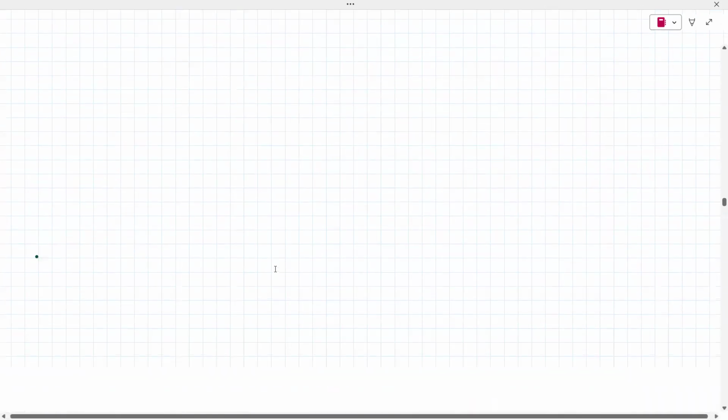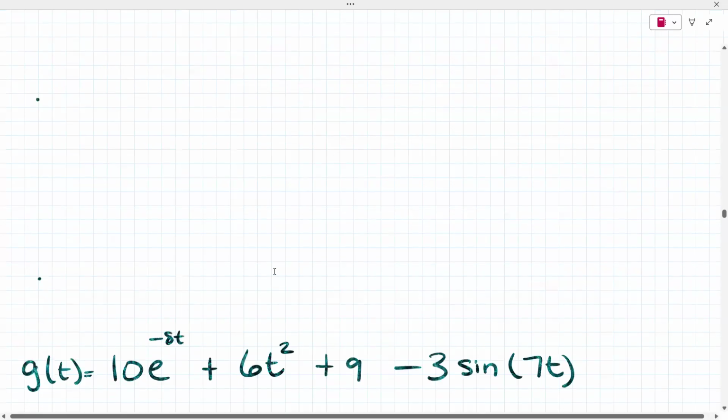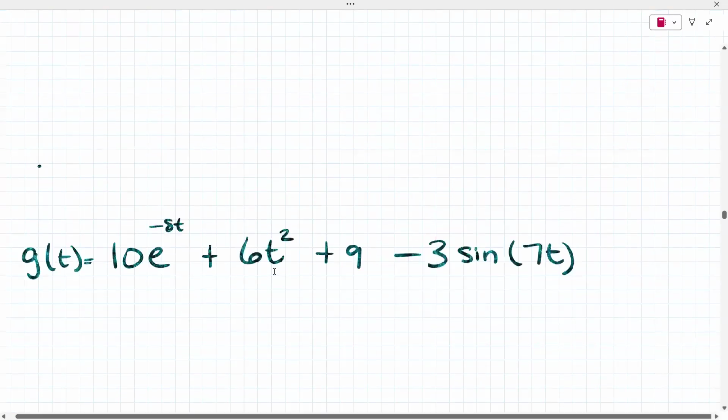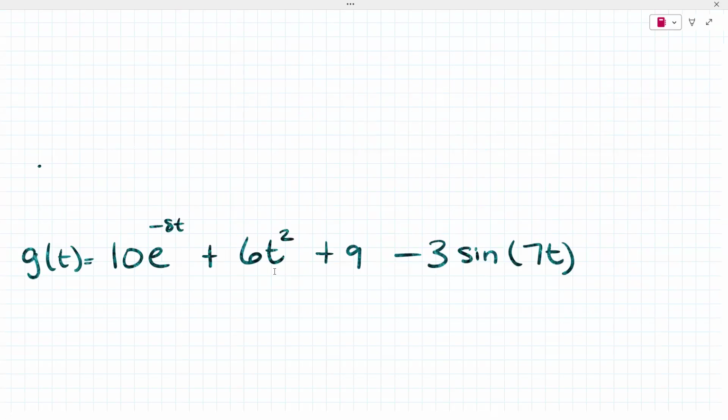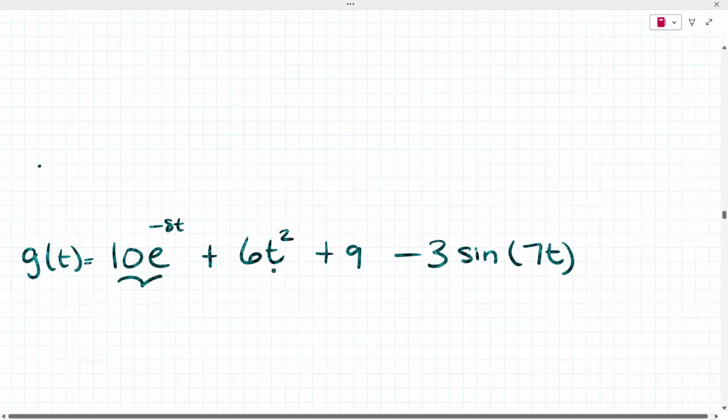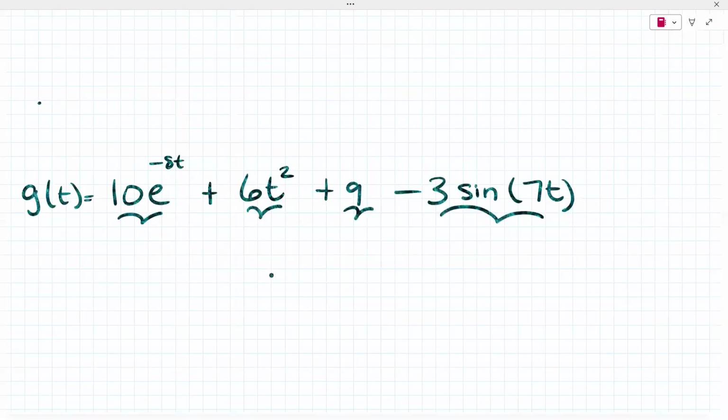Let's move on. So let's say we had g of t equals 10e to the negative t plus 6t squared plus 9 minus 3 sine of 7t. So we got to make some kind of guess. So let's look how many terms we have. 1, 2, 3, excuse me, 4. So let's start with the 10e to the negative t. What do we know? That is an exponential. What about 6t squared? That is a polynomial.